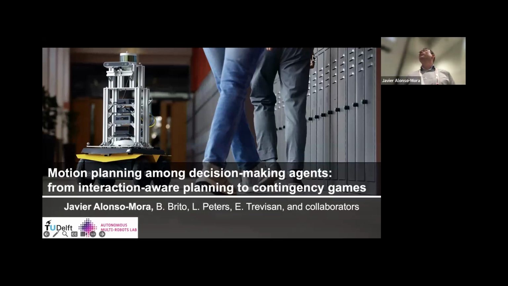So today I'm going to be talking about motion planning. Within my group, we work at different levels of planning: motion planning, multi-robot coordination, and also task planning and allocation for multiple robots. We mostly focus on environments shared with other robots and humans. But today I will focus on motion planning, and this is work mostly done by 3 PhD students of the group, Bruno Brito, Lasse Peters, and Elia Trevisan.